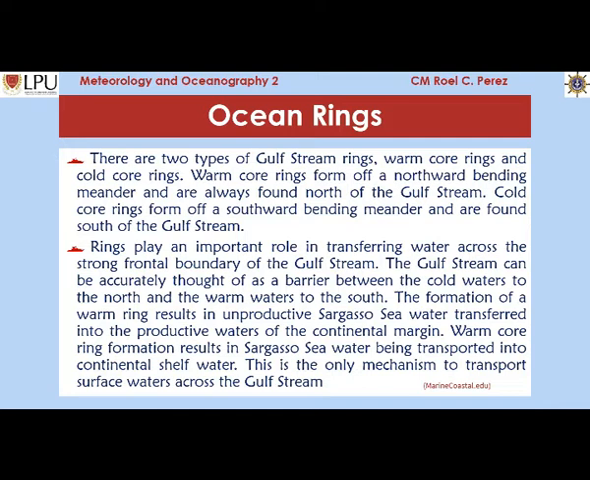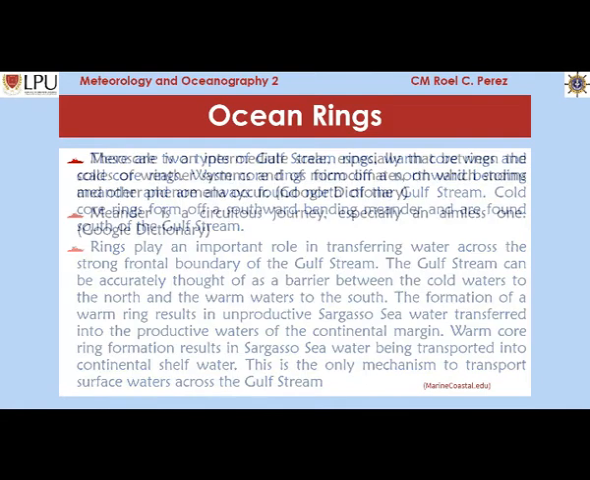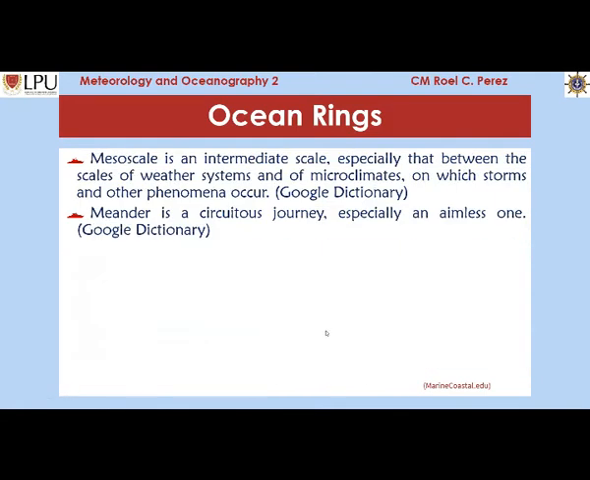Warm core ring formation results in Sargasso Sea water being transported into continental shelf water. This is the only mechanism to transport surface waters across the Gulf Stream. A mesoscale is an intermediate scale, especially that between the scales of weather systems and of microclimates, on which storms and other phenomena occur. And a meander is a circuitous journey, especially an aimless one.